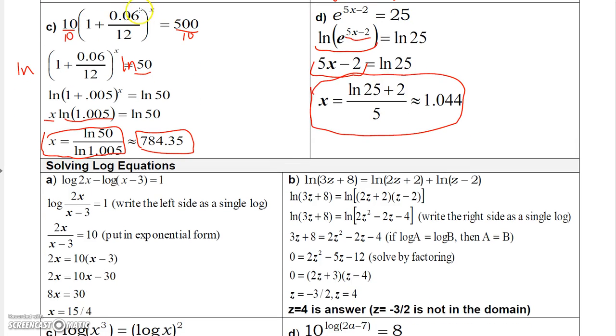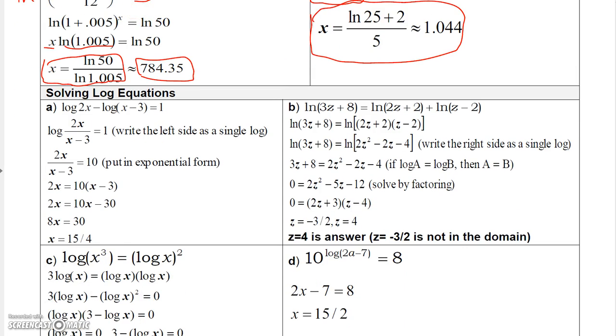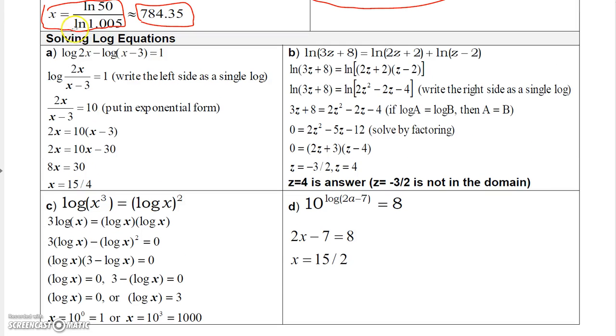Okay, and now I want to end with a couple of log equations to solve. There's a couple of forms log equations can come in. If you take this log equation, on the left you can write this as a single log using that quotient rule. So the log of 2x minus the log of x minus 3 can be written as the log of 2x over x minus 3.